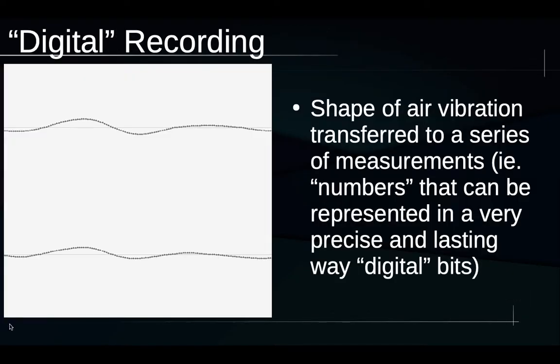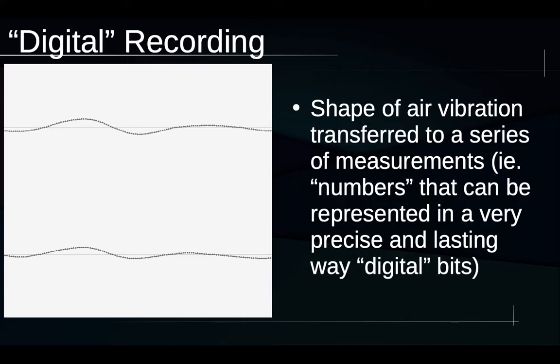So what we have here on the left is a close-up, zooming in to a waveform in the Reaper digital audio workstation. And if we look quite closely, we can see that the waveform is not just a smooth line. In fact, it's a series of these little dots, these very regularly spaced dots at different amplitudes, high or low. And so what we're seeing here by zooming in on this waveform is something very fundamental about digital recording. In digital recording, the shape of the air vibration, instead of being transferred to another analogous shape in a physical medium, becomes a series of measurements.